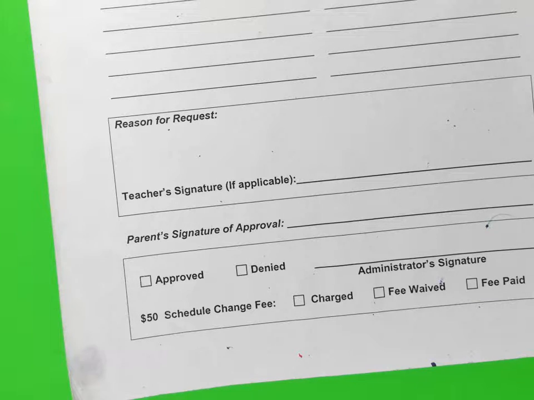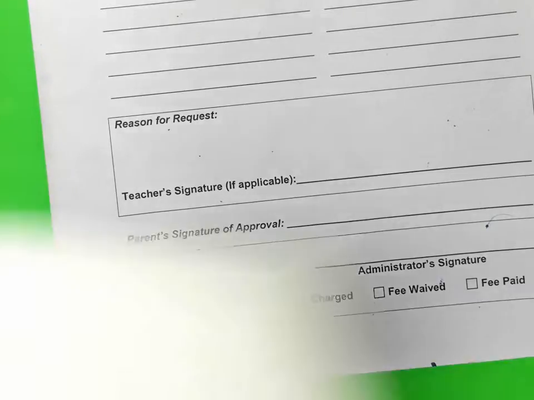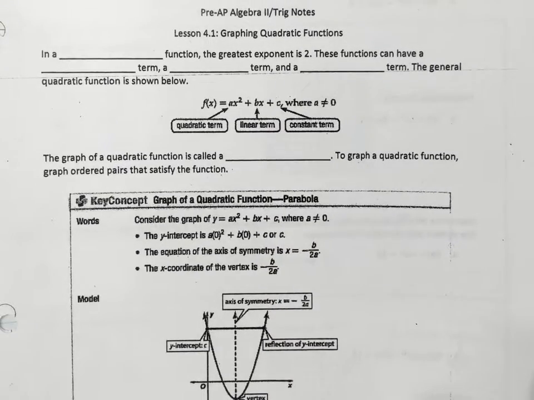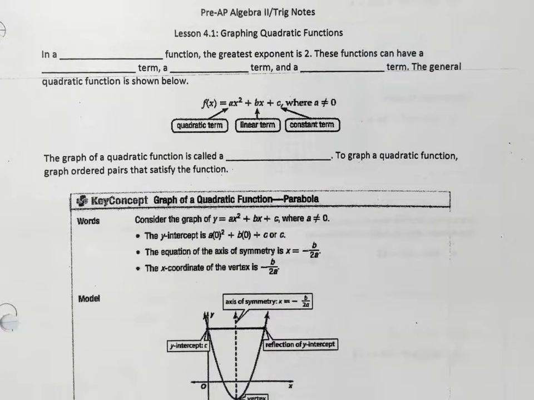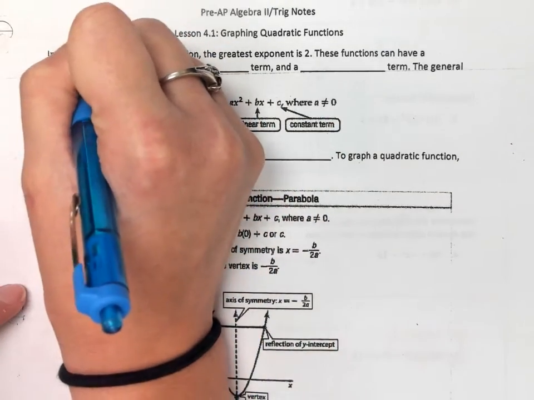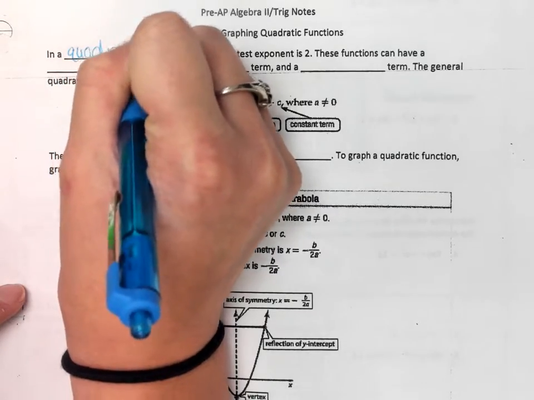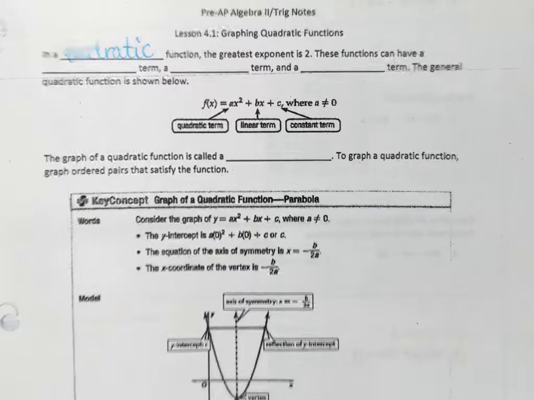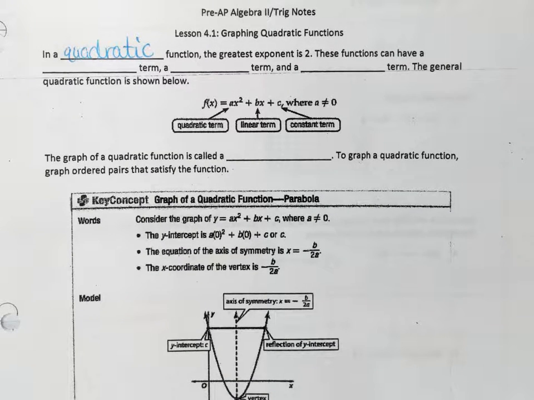So, you got your graphing calculator because you need it if you haven't gotten one. I warned you earlier today. Let's look at this, shall we? Oh, we got some vocab. In a blank function, the greatest exponent is 2. What kind of function is that? Quadratic. There you go. How are we going from matrices to this? Trust me, they go together. You'll understand. Patience, grasshopper.